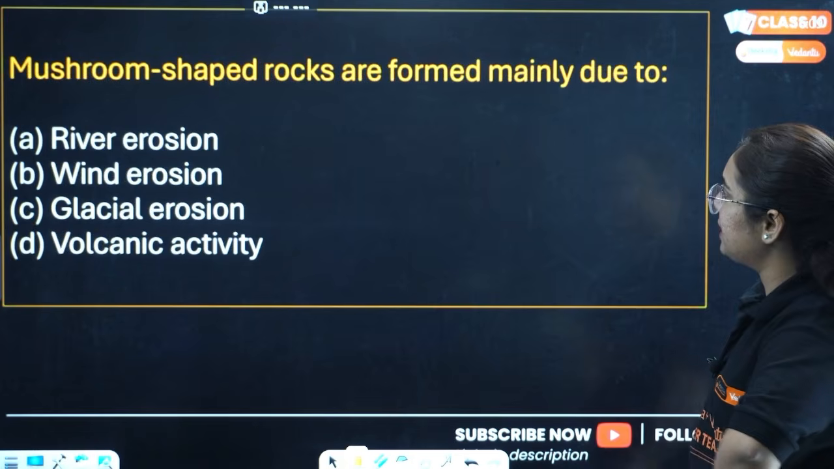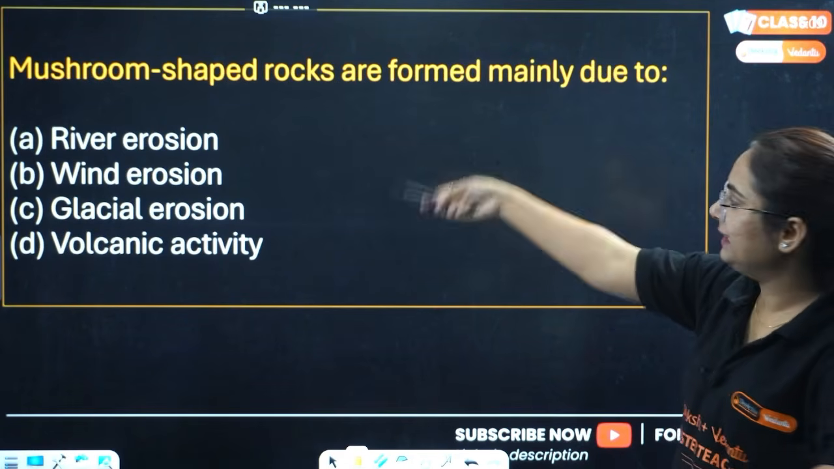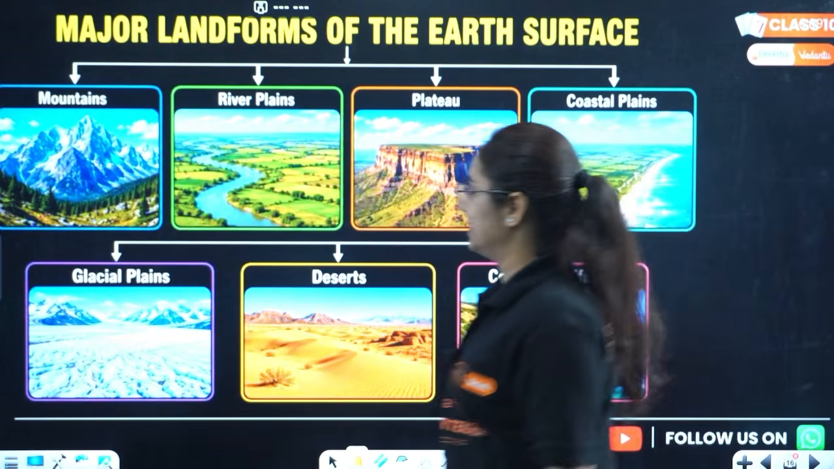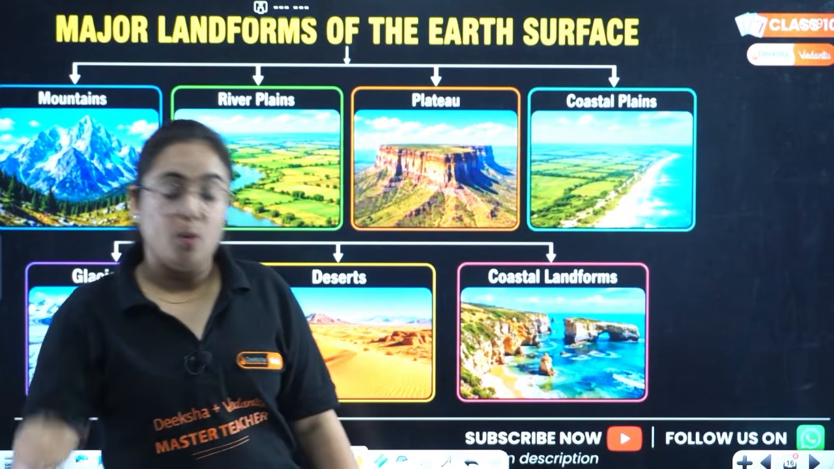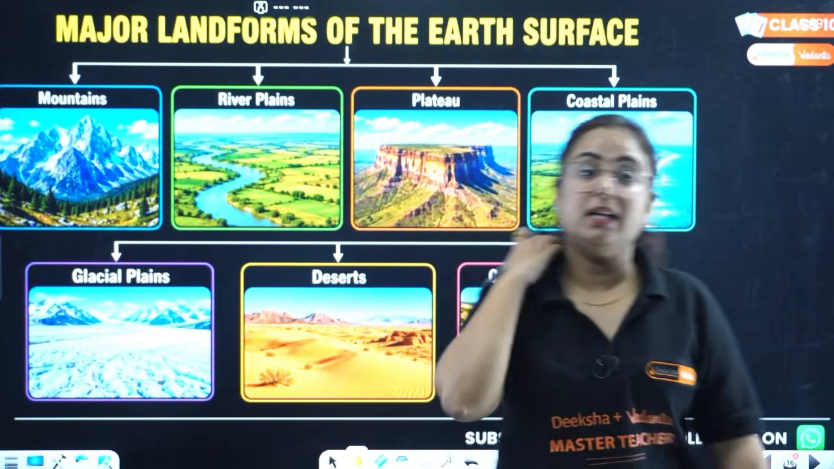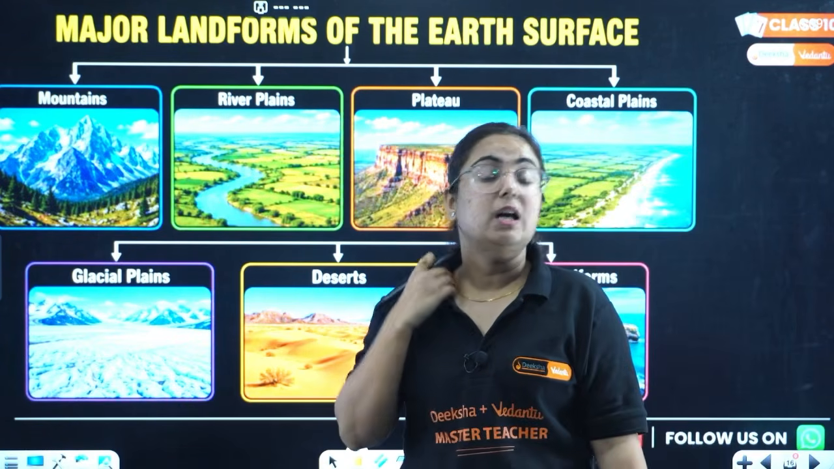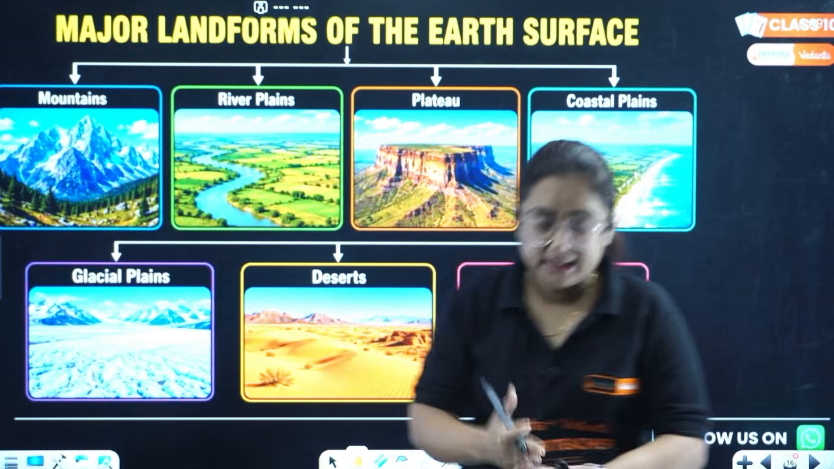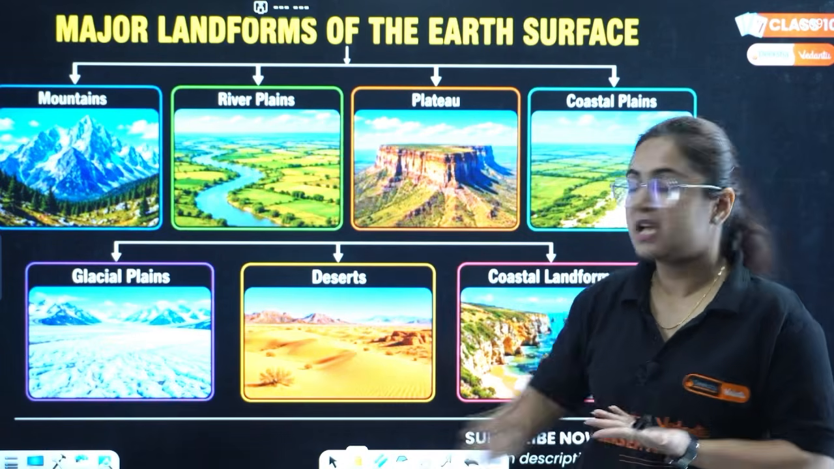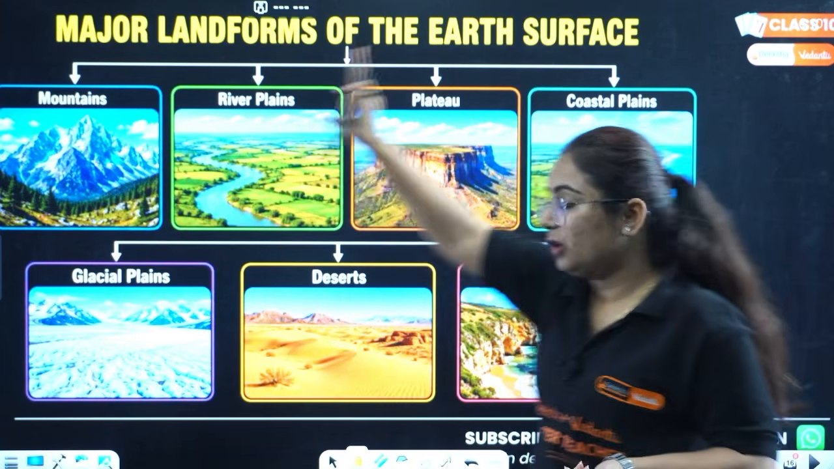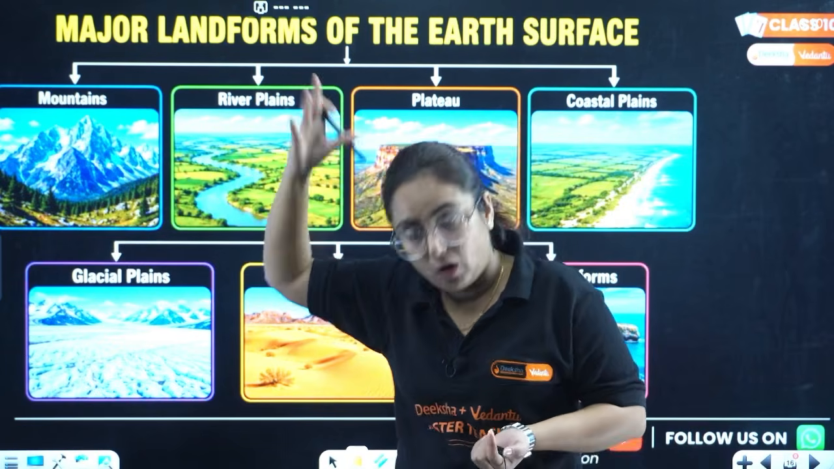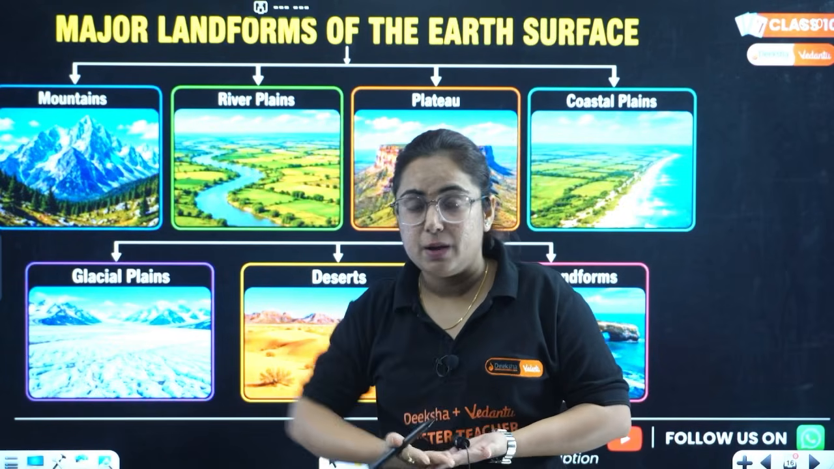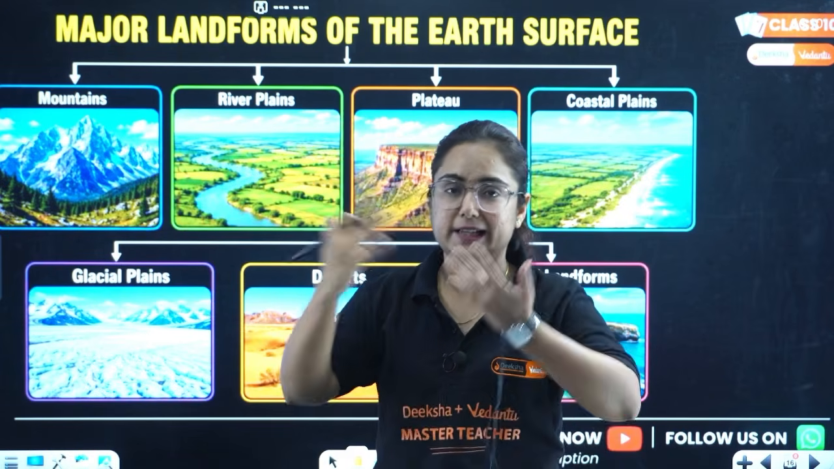Now the next topic is here. Mushroom rocks are formed mainly due to, answer this in the comment section. Major landforms of the earth's surface. What we studied in class 7 was the landforms formed by running water and so on. Here in class 9, what we need to study is major landforms. We know that on the earth's surface we have mountains. We have a lot of mountains, particularly in India and the world too.